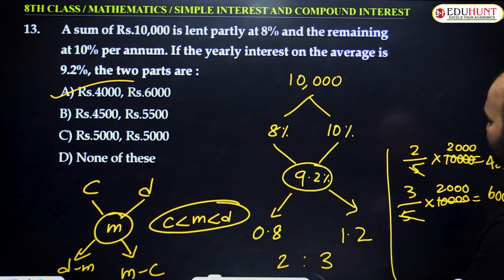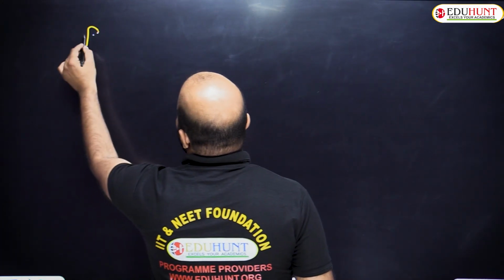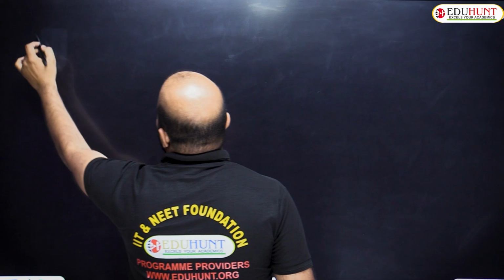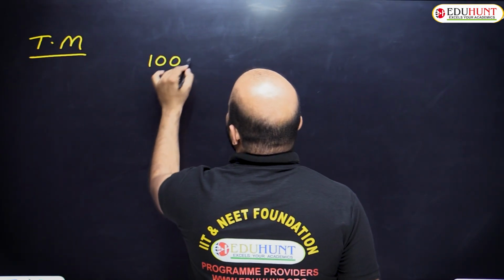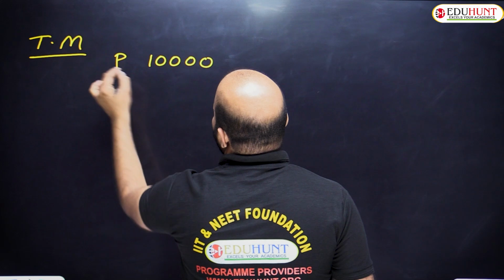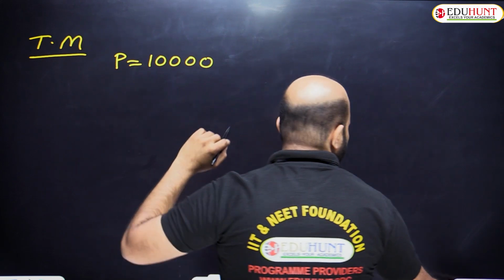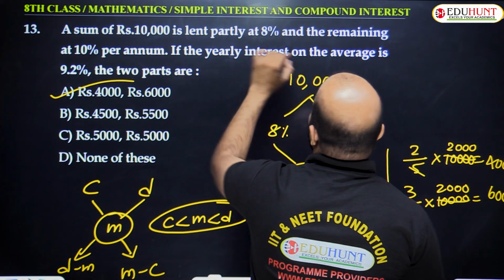So this is an easy method. According to the traditional method, how are we going to solve it? This is the traditional method, the normal school method. So total principal, how much is given? 10,000 rupees. 10,000 rupees can be divided into two parts. The first part is lent at, you don't know, 8% per annum.